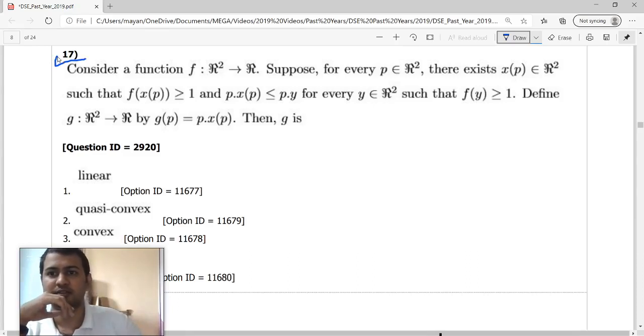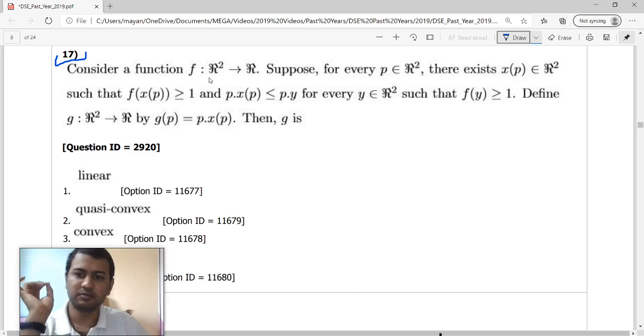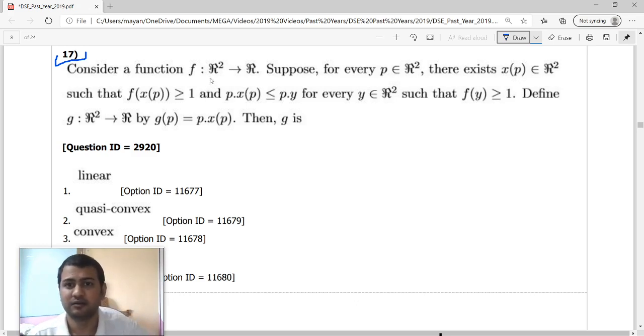In question number 17, this is basically a very complicated looking question, but if you think of it from the economic point of view, this function is basically a function that we use a lot in economics. So let's try to figure out what this function is.